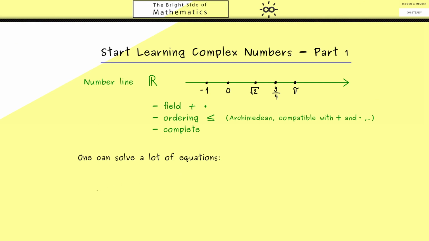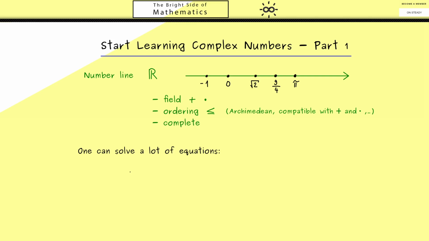For example, we can say that we are able to solve a lot of equations. Solving x plus 5 is equal to 1 is no problem at all. In the same way, we can also solve x times 5 is equal to 1. So here you can see we can use the property that we have a field. Then another equation we solved is x squared is equal to 2. This one leads to the square root of 2, which is in R by completeness.